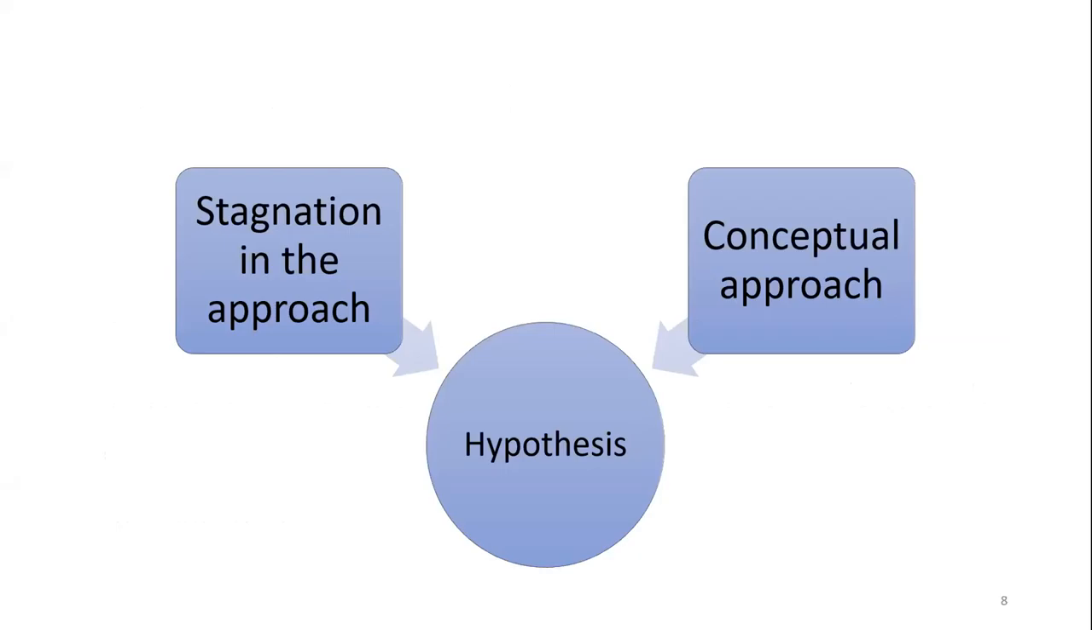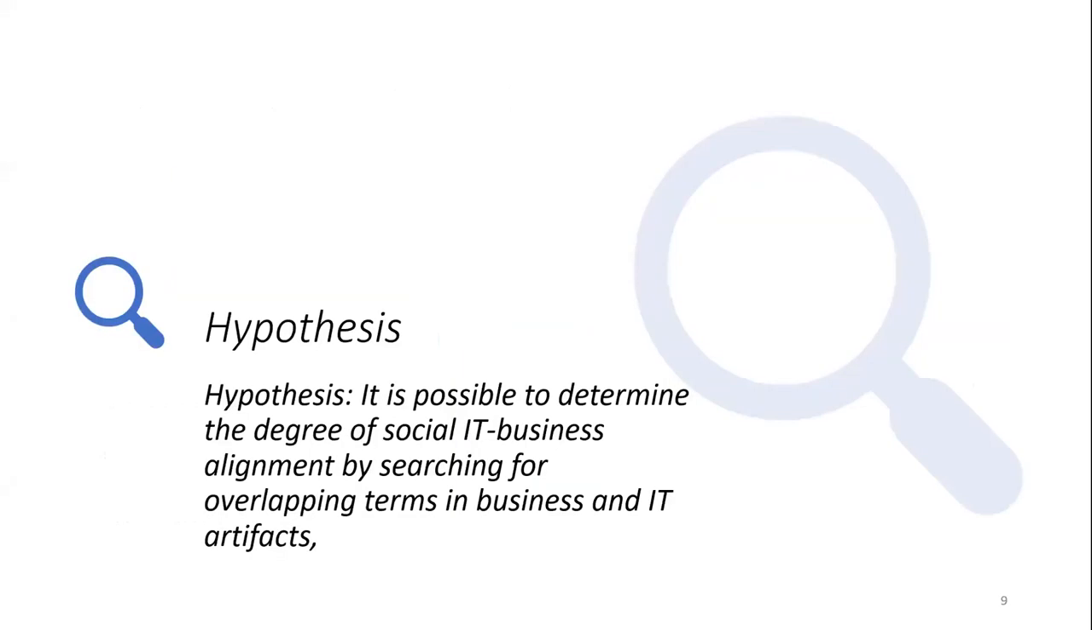Now we see a figure which defines the hypothesis. According to the definition of conceptual modeling and analysis of the literature on the social aspect of business alignment, we can create a hypothesis. It is possible to determine the degree of social IT business alignment by searching for overlapping terms in business and IT artifacts.